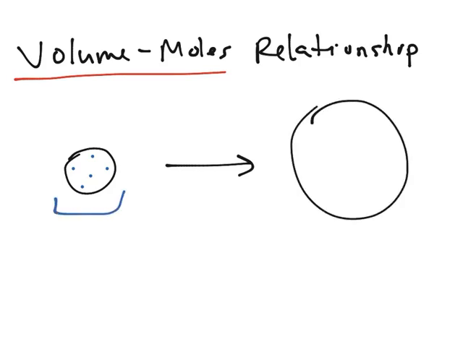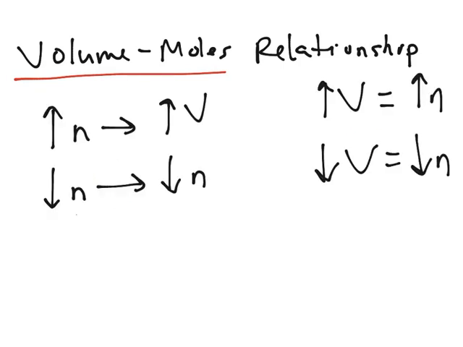So this balloon on the left only had 5 moles of gas, whereas this balloon on the right has 10 moles of gas. To offset that increase in the number of moles, the volume had to increase as well. So what that leads us to are these equations, where if you increase the number of moles in a sample and nothing else changes in regards to the pressure or temperature, then the volume has to increase.